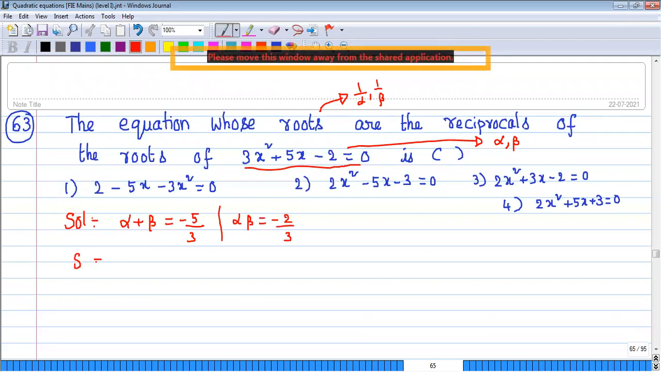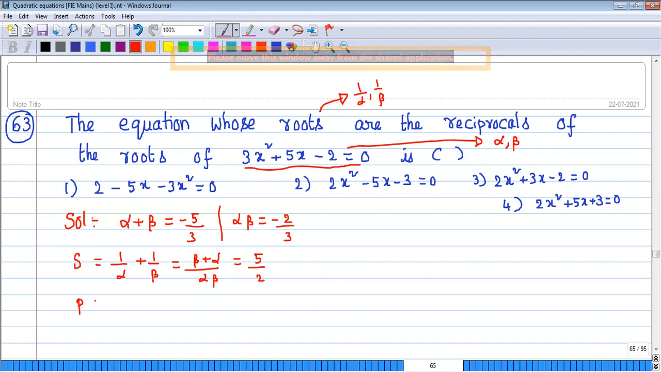Next, the sum, that is 1 by alpha plus 1 by beta, so beta plus alpha by alpha beta, which is minus 5 upon 3 divided by minus 2 upon 3. So minus 5 upon minus 2 will be 5 upon 2. Now the product of the roots, 1 by alpha into 1 by beta, that is 1 by alpha beta, the reciprocal of minus 2 by 3, negative 3 by 2.